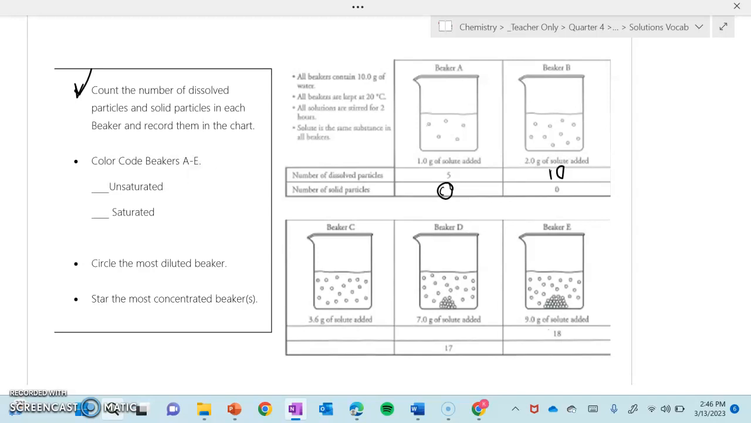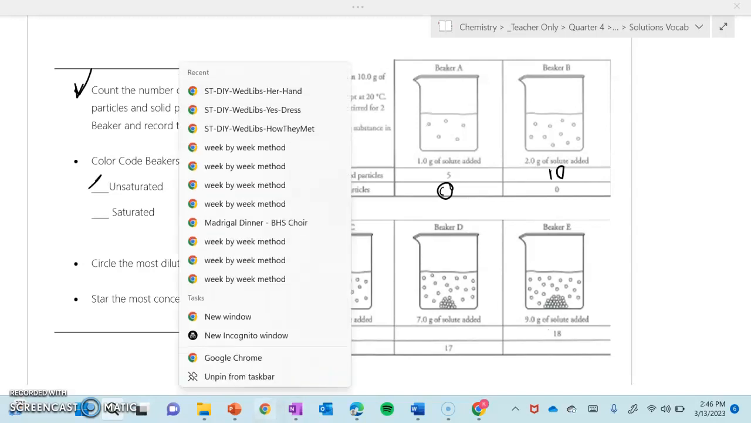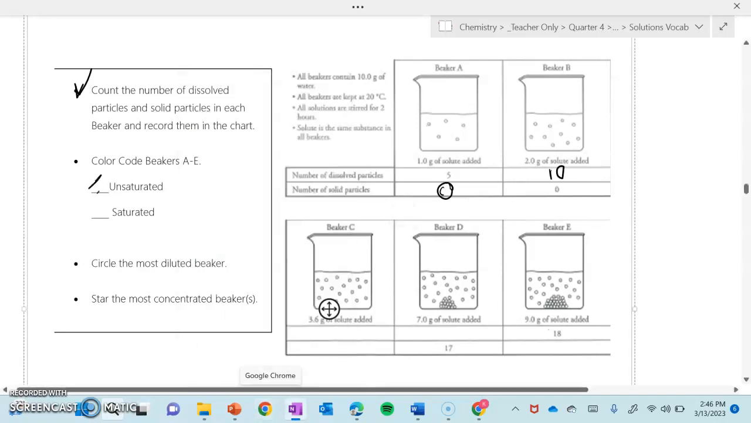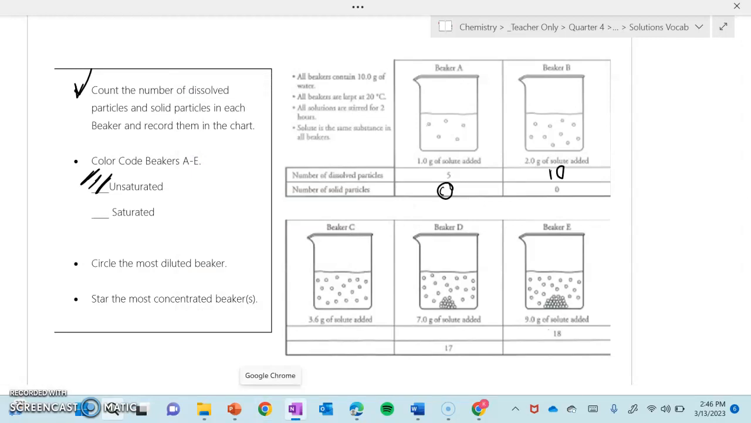You pick a color, or I'm just going to do a pattern since I don't have color. I'm going to do stripes and stars. Or no, we're going to need stars in a minute, so I'll do shading. Striped or shaded. If it's striped, it's unsaturated. So looking at my beaker, if I can add more, then it's unsaturated. That one would be unsaturated. This would be a saturated solution. Can't add any more. Okay, so you do the rest.